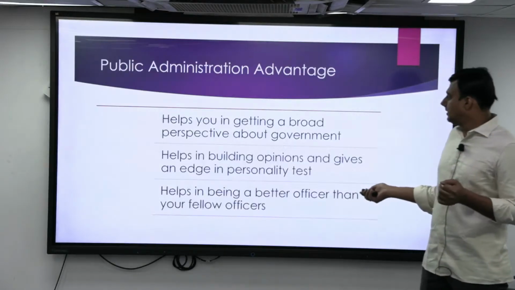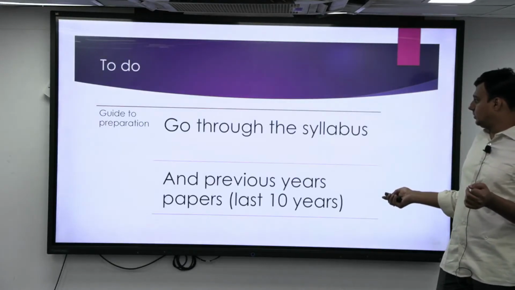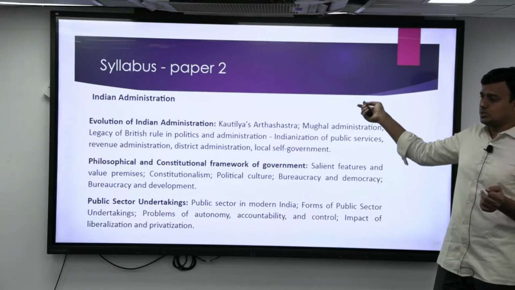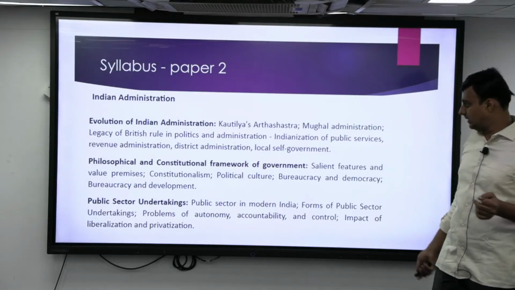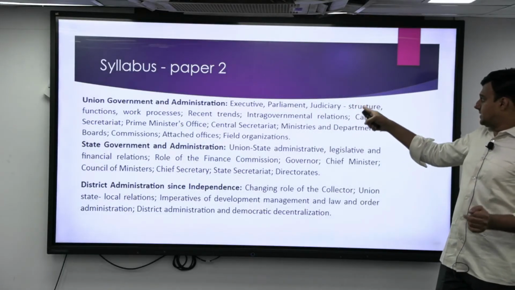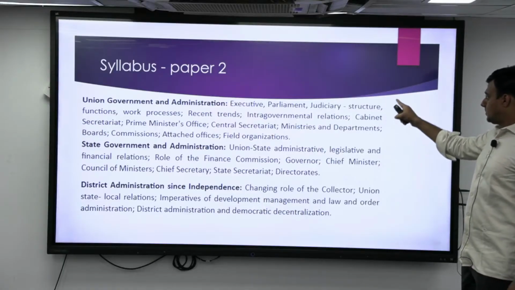We'll come back to it again, but I am just showing you because the topic came up. Your paper 2 is broadly what you call Indian administration. Within that, look at this, union government, state government, means you will study your parliament, judiciary, executive.